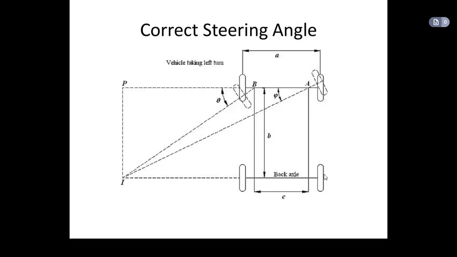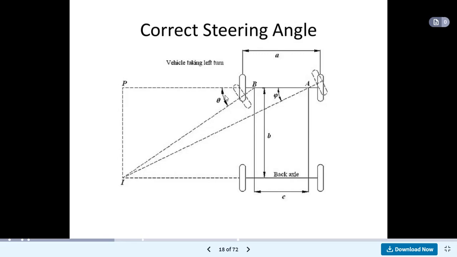The distance between the two wheels becomes A, and these are the two different angles. If we consider this is point P, and I is the center, then if we connect point B and the center point, and point A and the center point, and make the angle between BP or AP and IB and IA, we get the angles theta and phi.